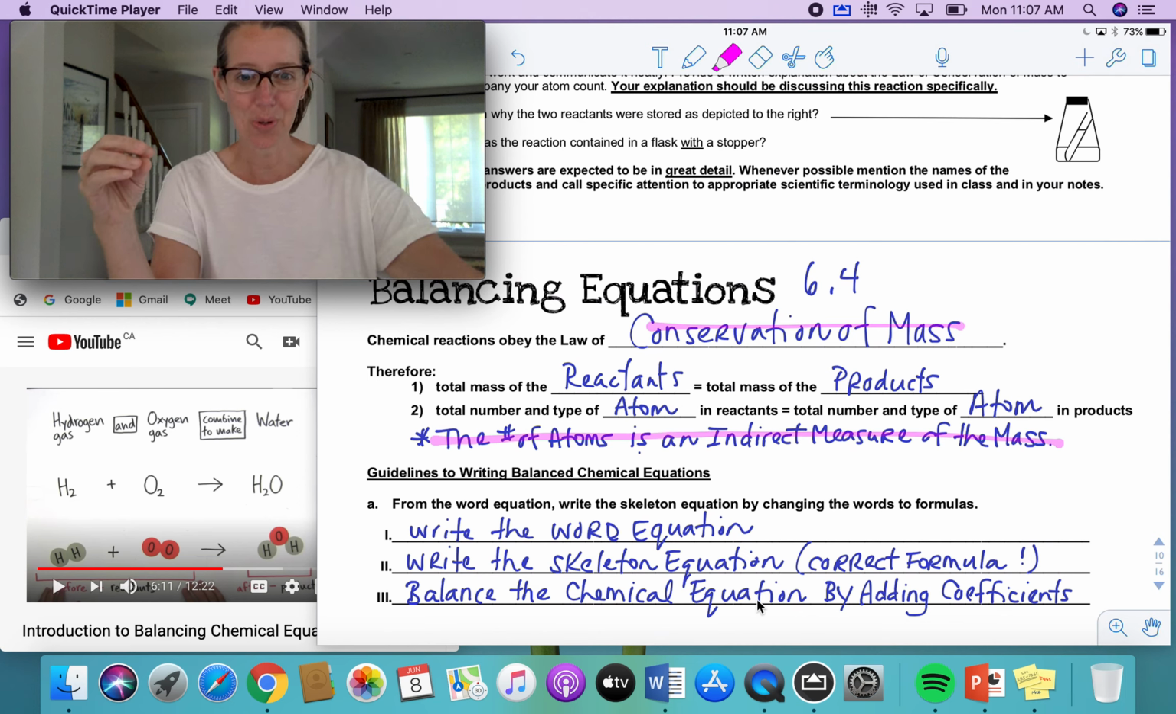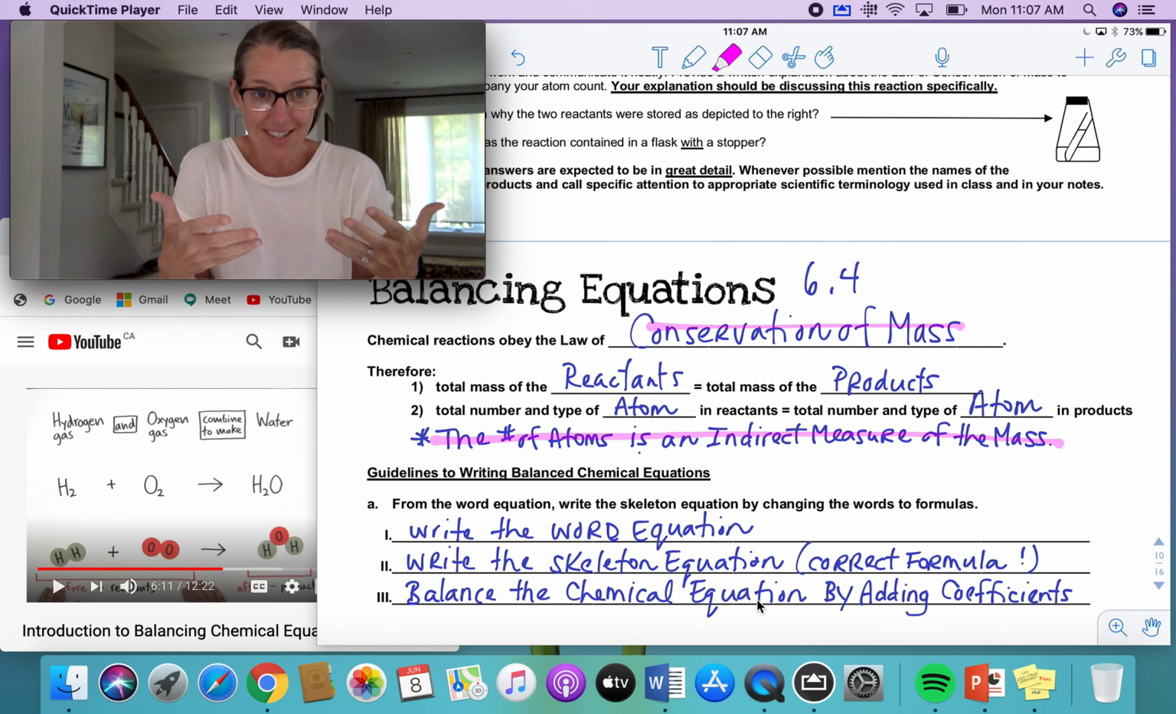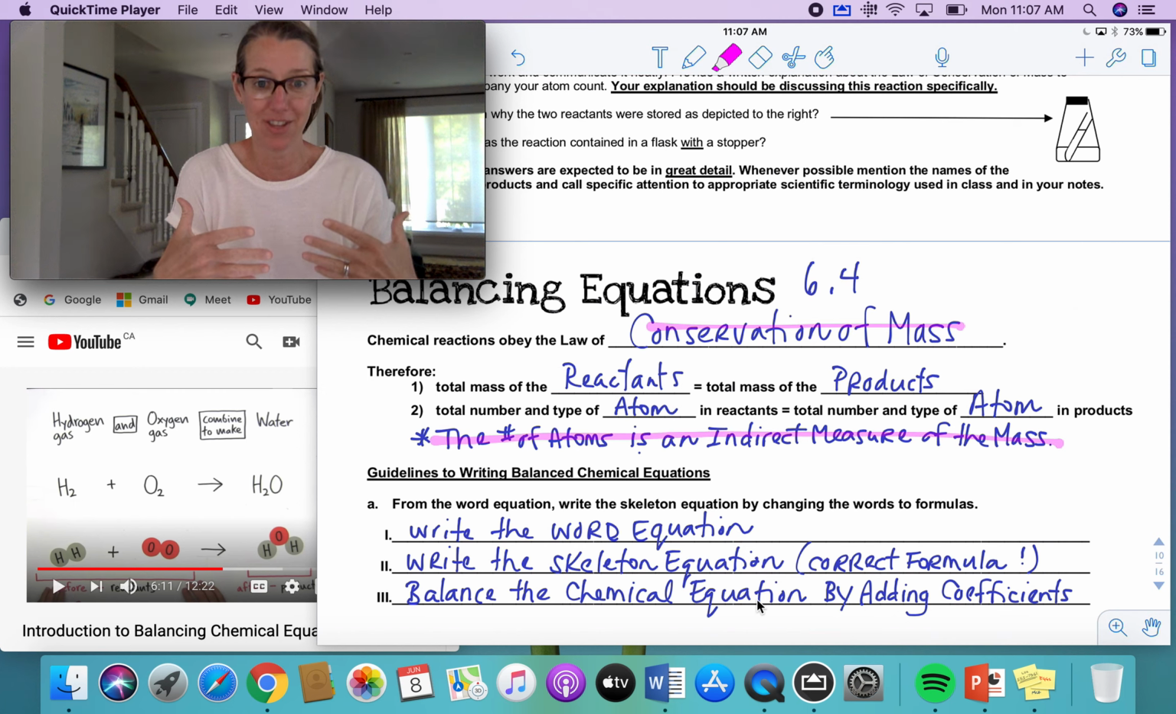Okay? Rule number 1. You write out the word equation, right? All chemical equations can be translated into the word equation. So that's your name of the compound. Then you're going to write what we call a skeleton equation. And this is where you have to be able to take the word, this is our nomenclature, the name of the compound, and write the correct formula. Okay? So here's why you have to be able to understand that water is H2O.